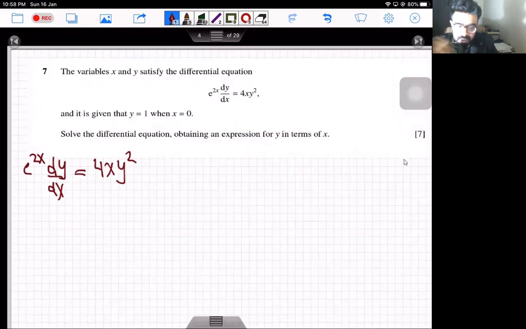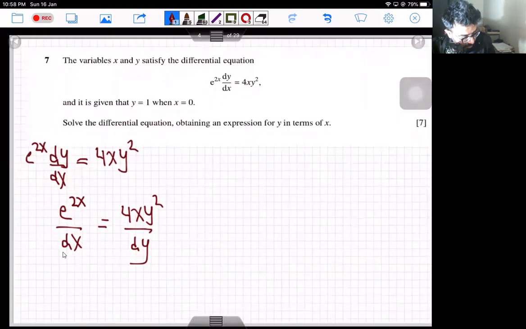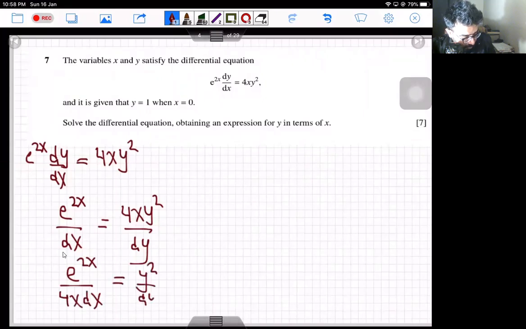So the easiest approach is to first just consider dx and dy as terms. So I can rearrange it like this: e raised to the power 2x divided by dx is equal to 4xy squared divided by dy. Okay, but along with dy we also have a variable which is in terms of x. So just shift this 4x to the left hand side. This can be rewritten like this: e raised to the power 2x divided by 4x times dx is equal to y squared divided by dy.